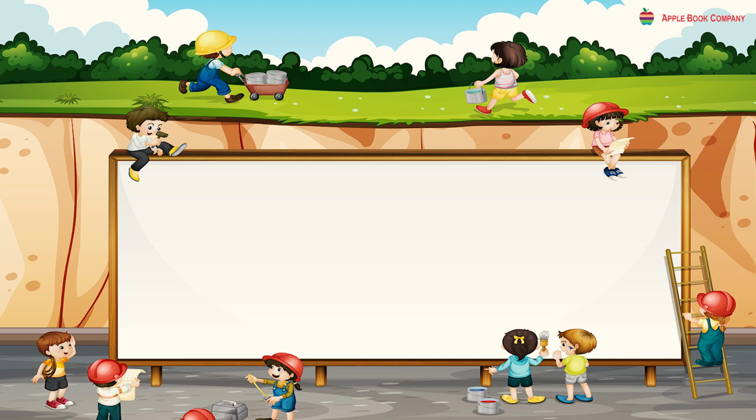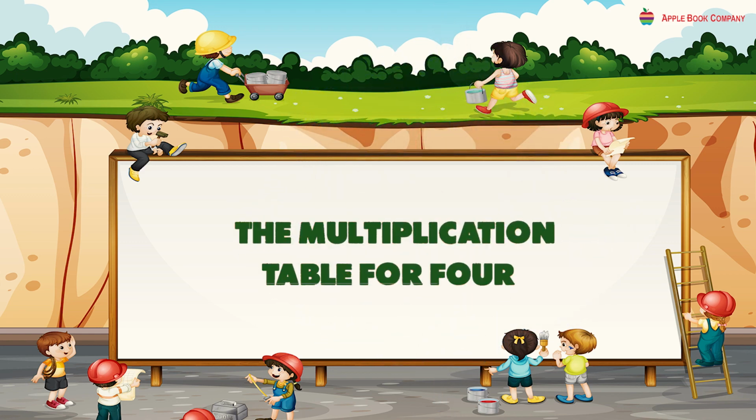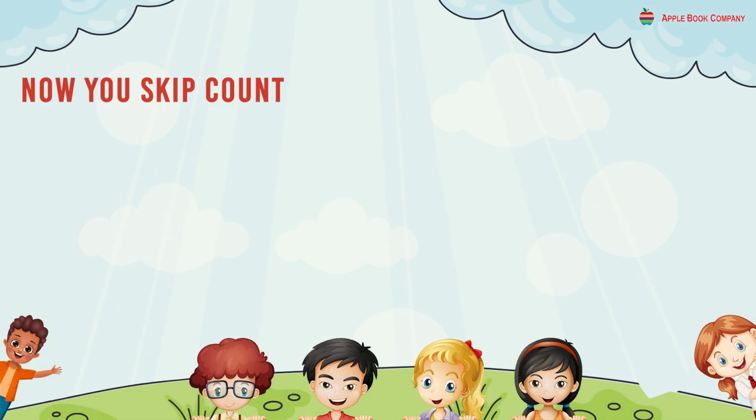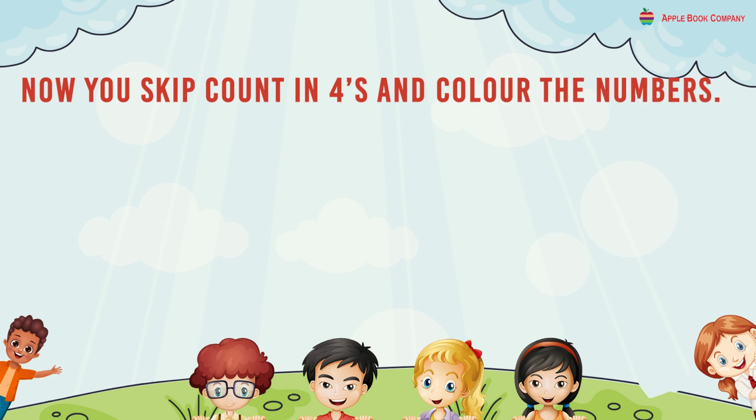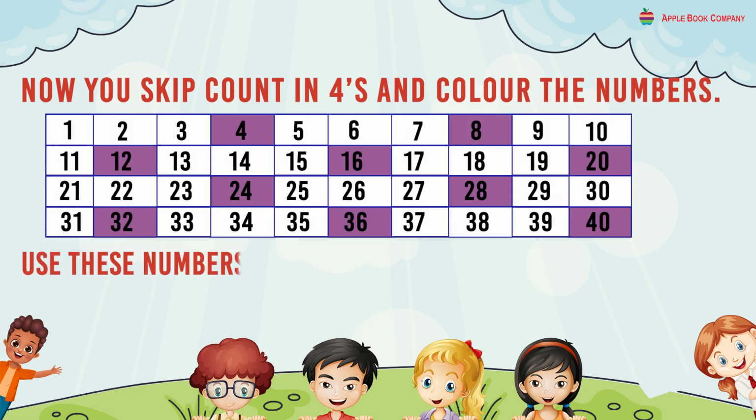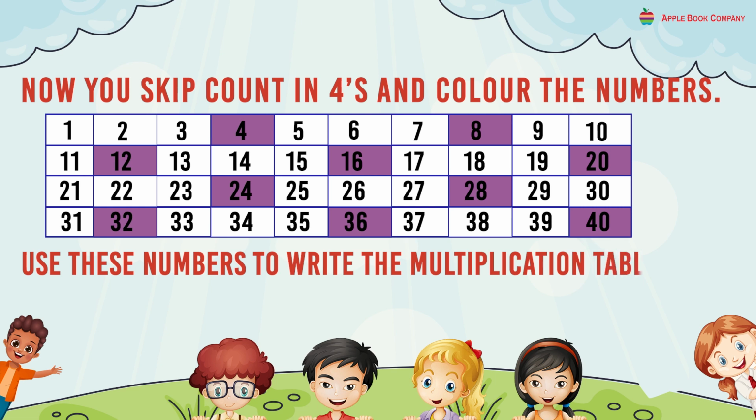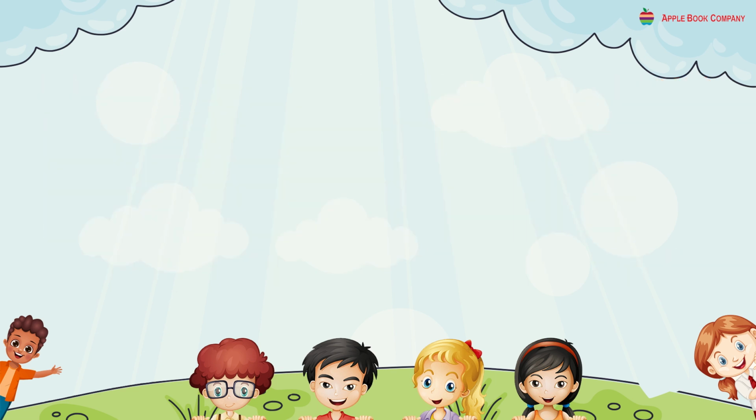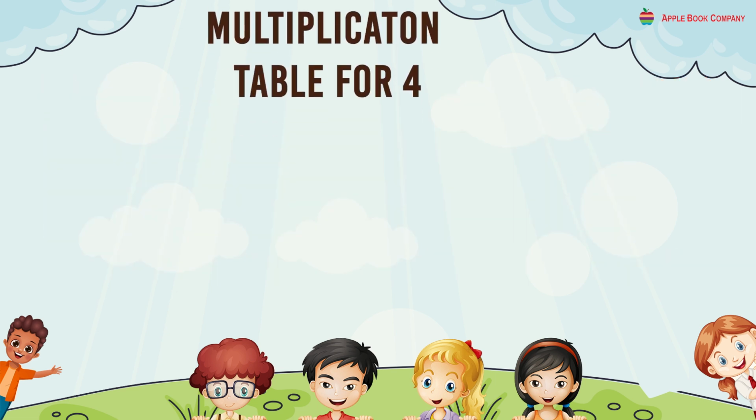Now let's look at the multiplication table for 4. Now you skip count in fours and color the numbers. Use these numbers to write the multiplication table for 4. Let's look at the multiplication table for 4.